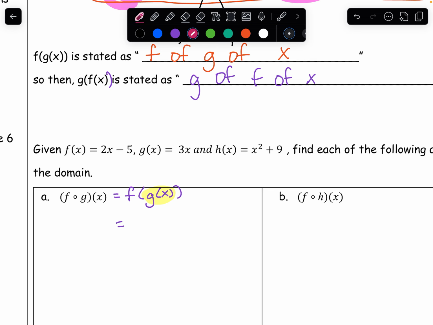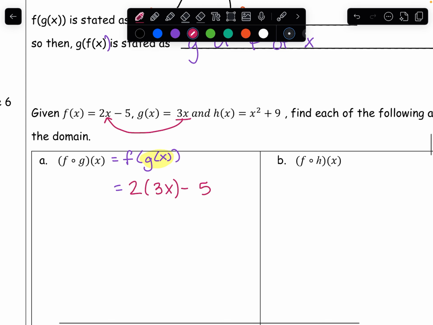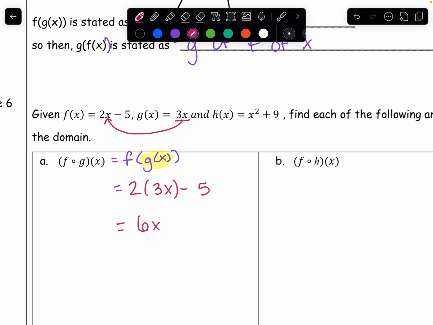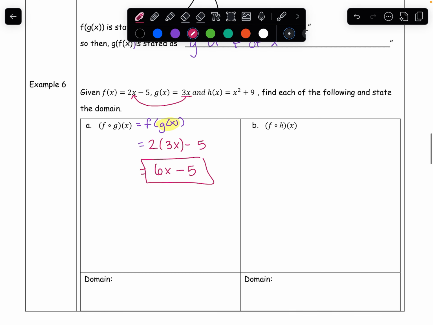So what that means is we're going to take the g of x function and we are going to plug it in for x into the f function. So we get 2 times 3x minus 5, which is 6x minus 5. That's it. Now I am asking for the domain. Well, if you think about this function, it's a linear function. Here's our y-intercept, which is -5. It's a positive slope. And since it's linear, our domain is always just going to be -infinity to infinity.